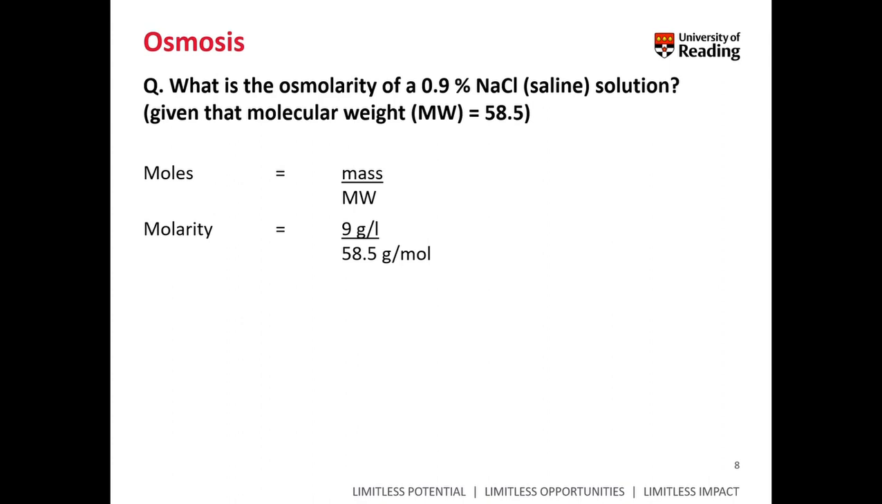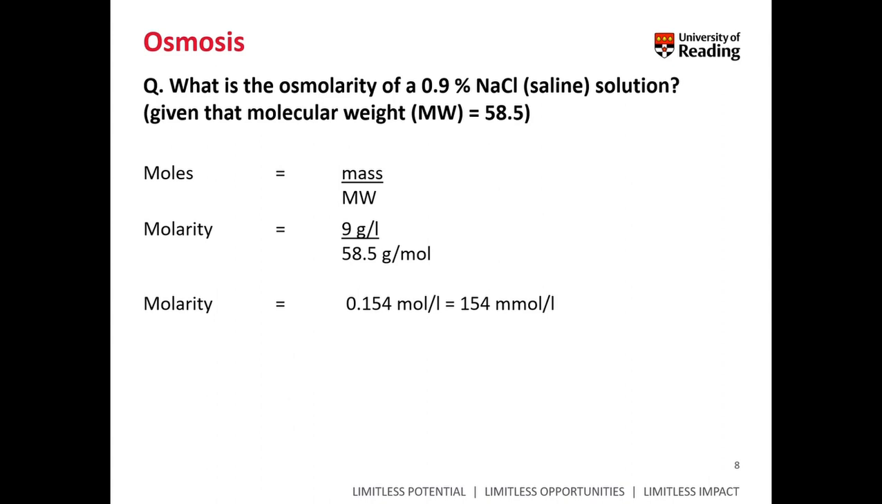0.9% sodium chloride means 0.9 weight in volume, which means 9 grams per liter, because 9 grams is 0.9% of a liter. 1 liter is 1,000 grams. 1% of 1,000 grams is 10 grams. 0.9% of 1,000 grams is 9 grams. So I'm just verifying this in my head. Yeah, and the molecular weight of sodium chloride is 58.5 Dalton.